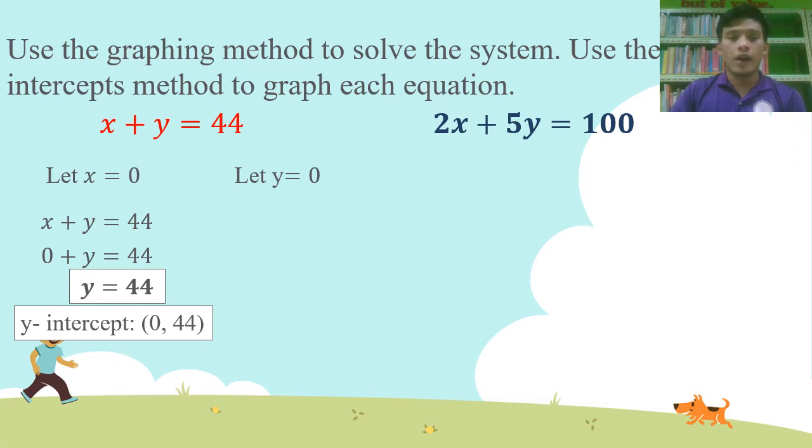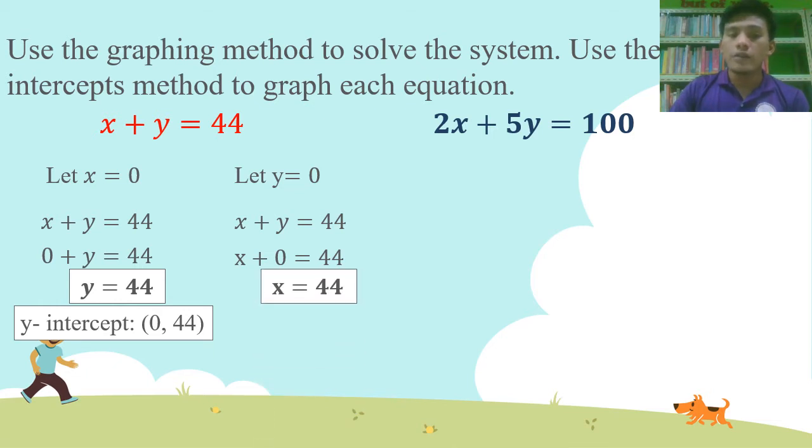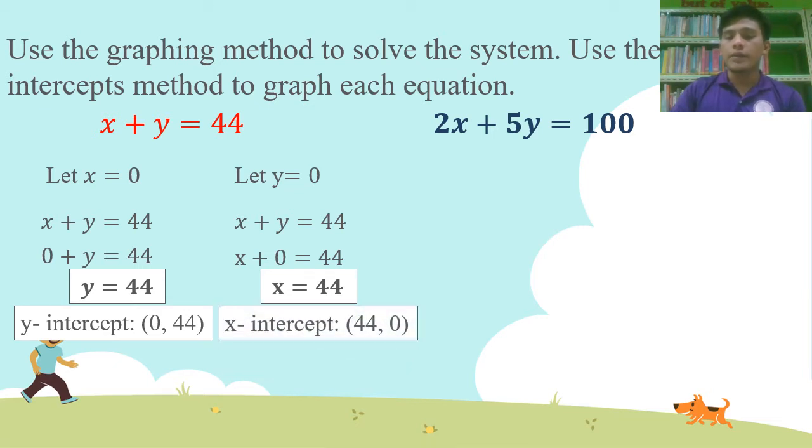Next, let y is equal to 0. The given x plus y is equal to 44. Substitute the value of y, and that is 0. x plus 0 is equal to 44. Now we need to simplify. x plus 0 is equal to 44, and that is x is equal to 44. Therefore, our x-intercept is (44, 0).